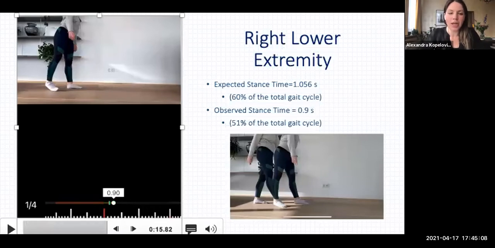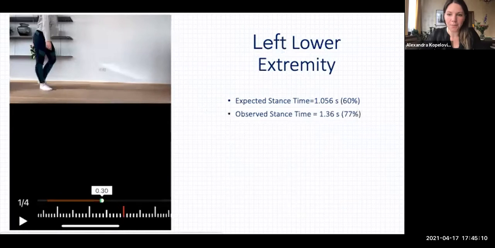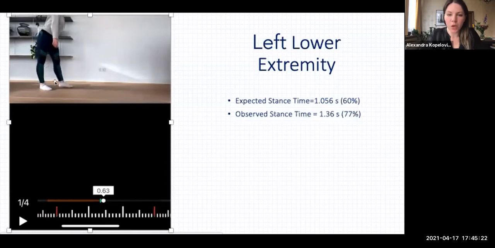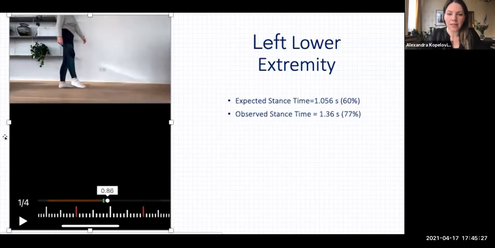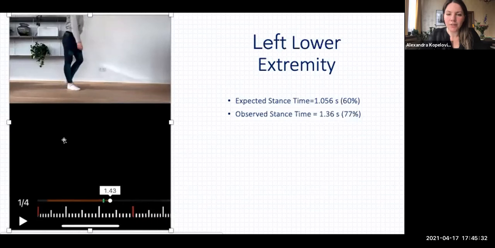Let's take a look at the left lower extremity. The expected stance time, once again, for our patient case, is 1 second. The observed stance for our patient is, follow the timer with me here. We're going to start weight bearing on the left foot, and the left foot lifts off the ground at about 1.36 seconds.